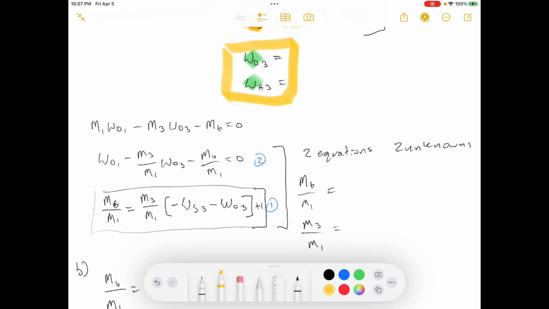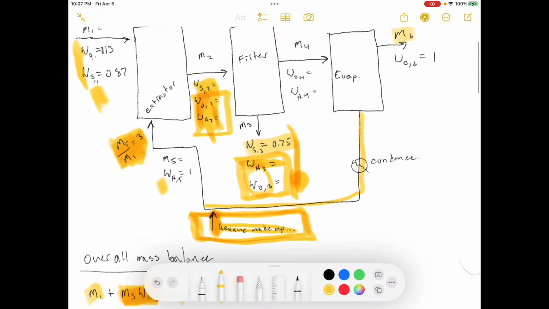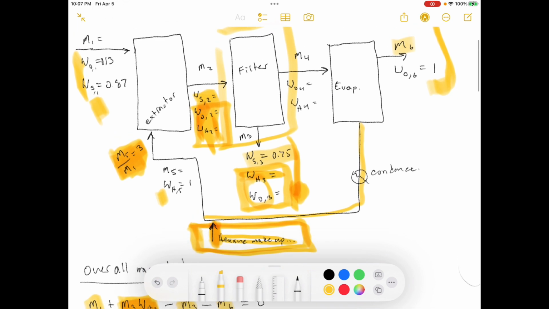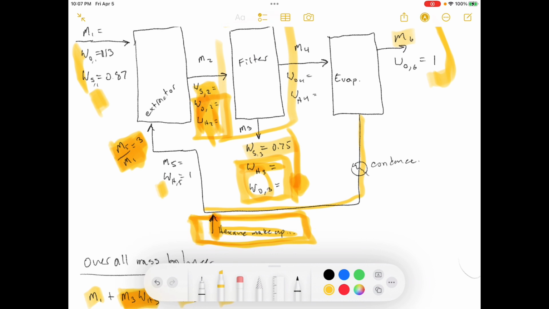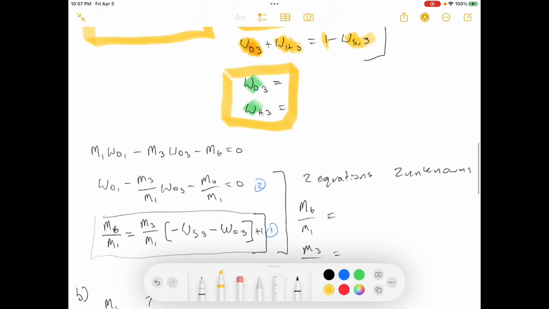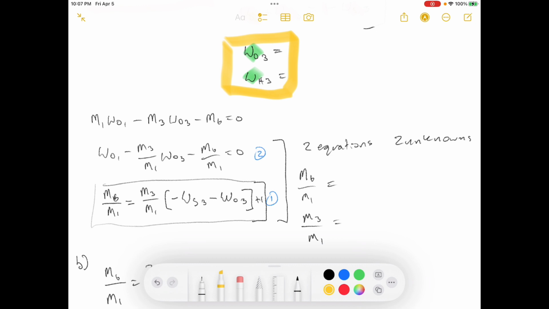Okay. Now, instead of doing a balance around stream 4, since we know what M6 is, I thought it would be easier to just do a balance around the entire process again. But instead of doing the overall balance around all the masses, we're going to do the overall balance for just the oil. So oil going in minus oil going out in the filter and minus the oil going out in production.